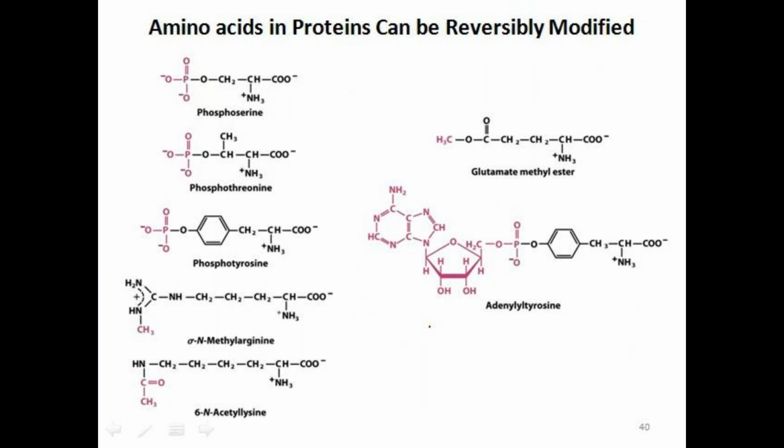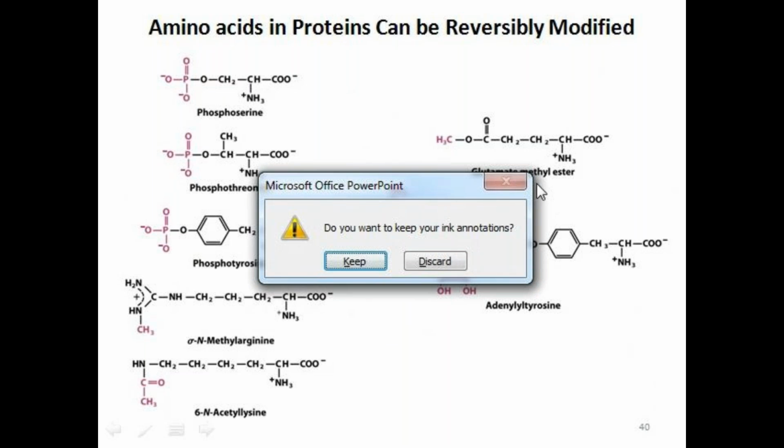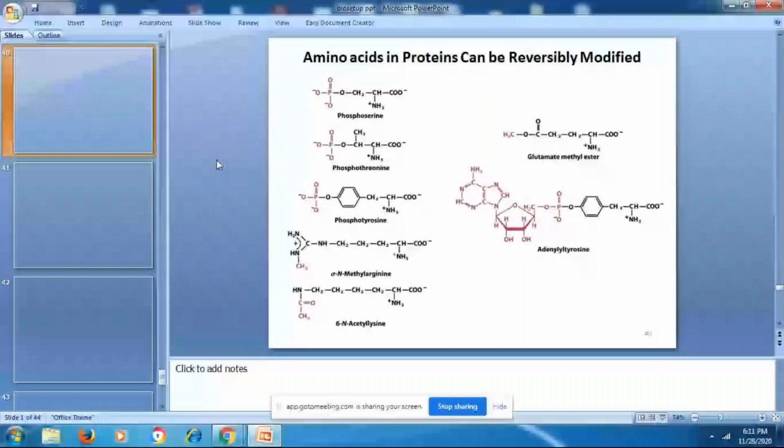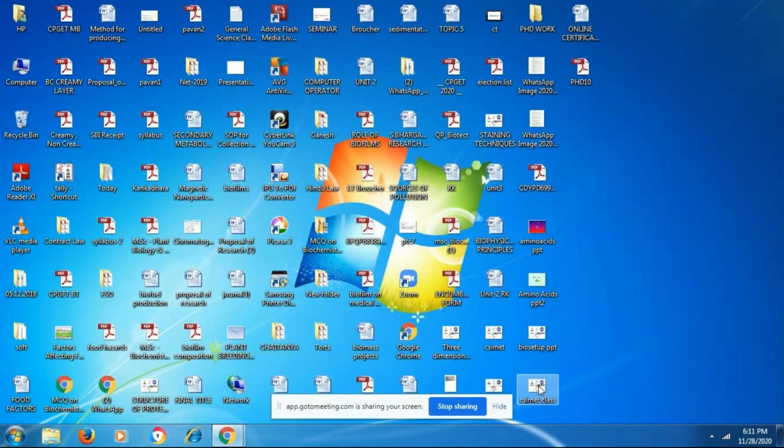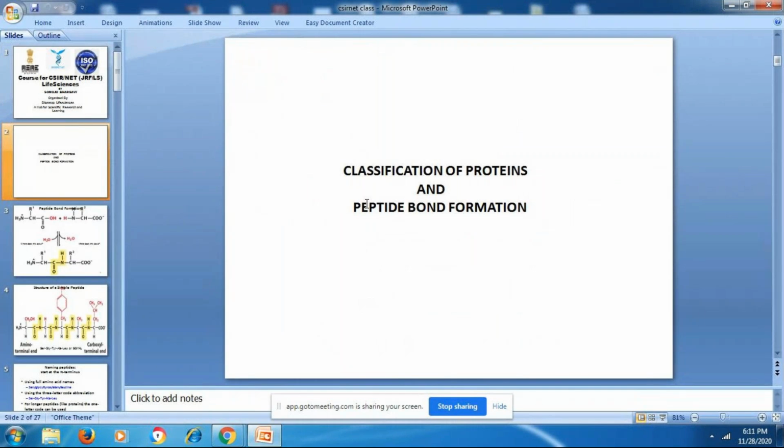Regarding these questions, we will discuss more later. Next, today we are going to discuss the classification of proteins and peptide bond formation.